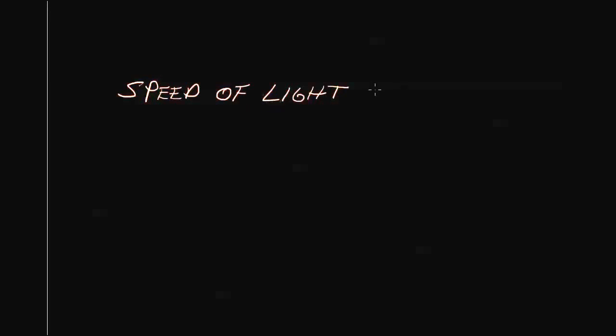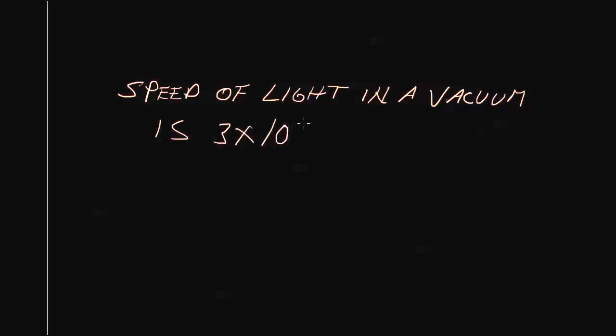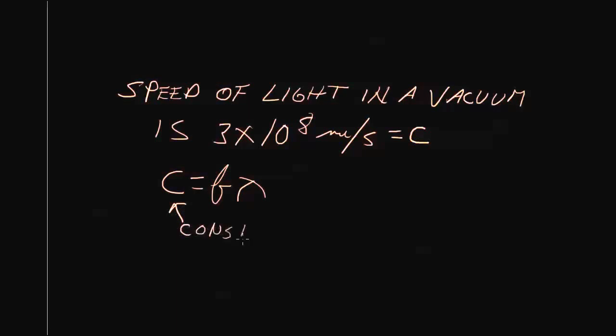But the speed of light in a vacuum is 3 times 10 to the 8th meters per second, and that is given the symbol of a lowercase c. So anytime you're working with an electromagnetic wave, you quite often will see c equals frequency times wavelength, where c is the constant, the speed of light, which is 3 times 10 to the 8th meters per second.